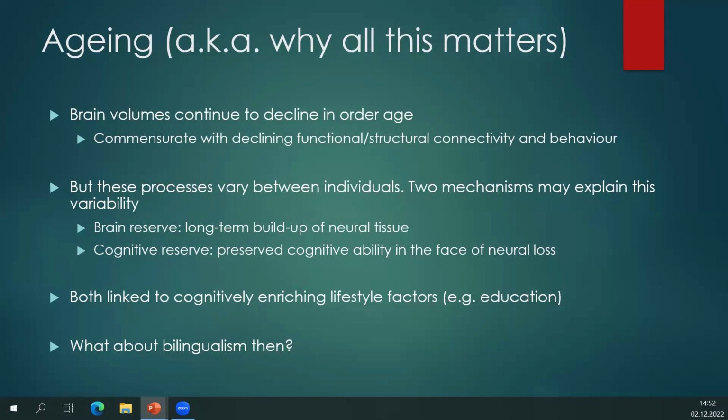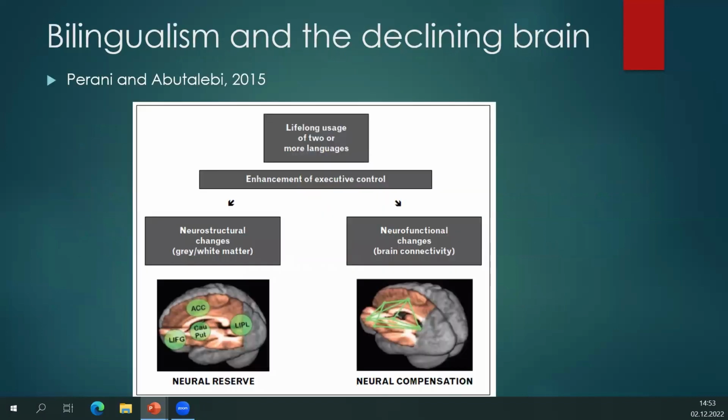Both reserves have been linked to a cognitively enriching lifestyle. So education is one of the main ones, right? We know that education is good for your brain. And some people have linked this sort of research to things like exercise, brain training activities, gardening, you name it. Yeah. What about bilingualism, right? And what about active, long-term bilingualism? It is a challenging experience, and it's not an optional experience, right? But surprisingly, it hasn't been one of the main focuses of this research.